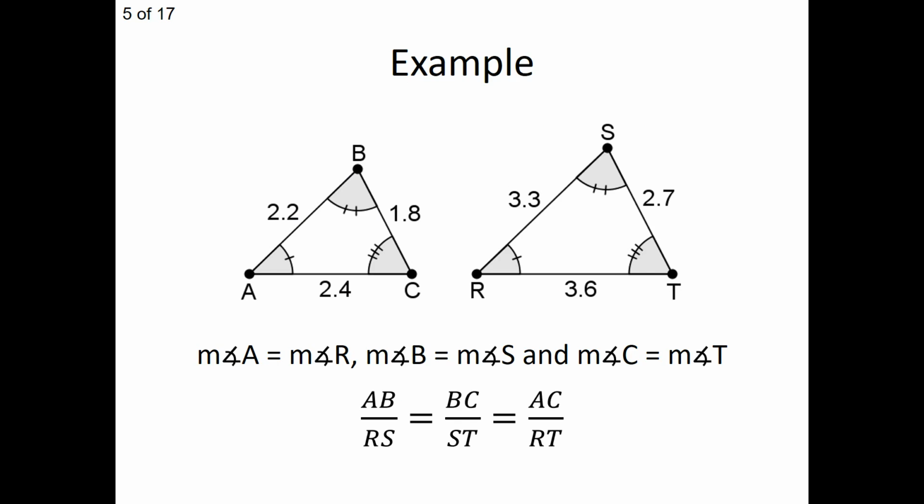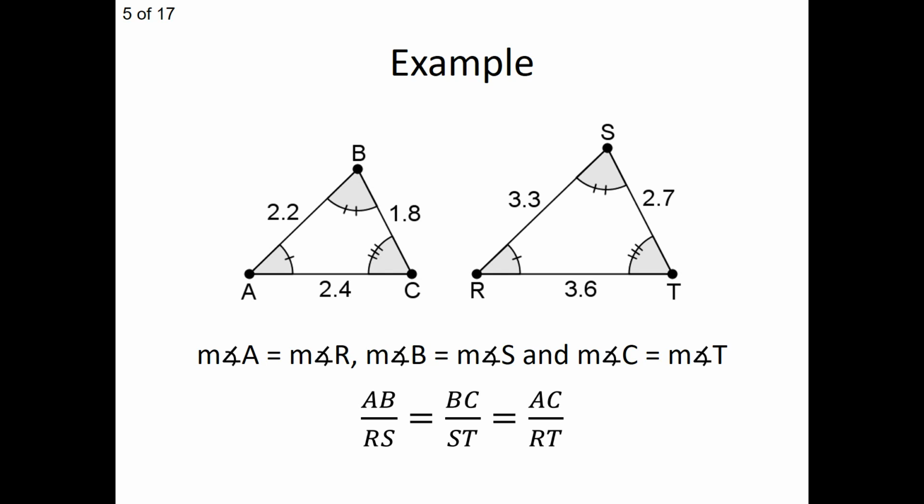So here's an example of two similar polygons. These two triangles, ABC and RST, are similar to each other. We can see we're given that all three corresponding angles are equal. In other words, A and R are equal, B and S are equal, C and T are equal, and our sides are proportional. If I make a ratio of two corresponding sides like AB and RS, 2.2 over 3.3, it's going to give me a number. That number is going to be the same for BC over ST and AC over RT.